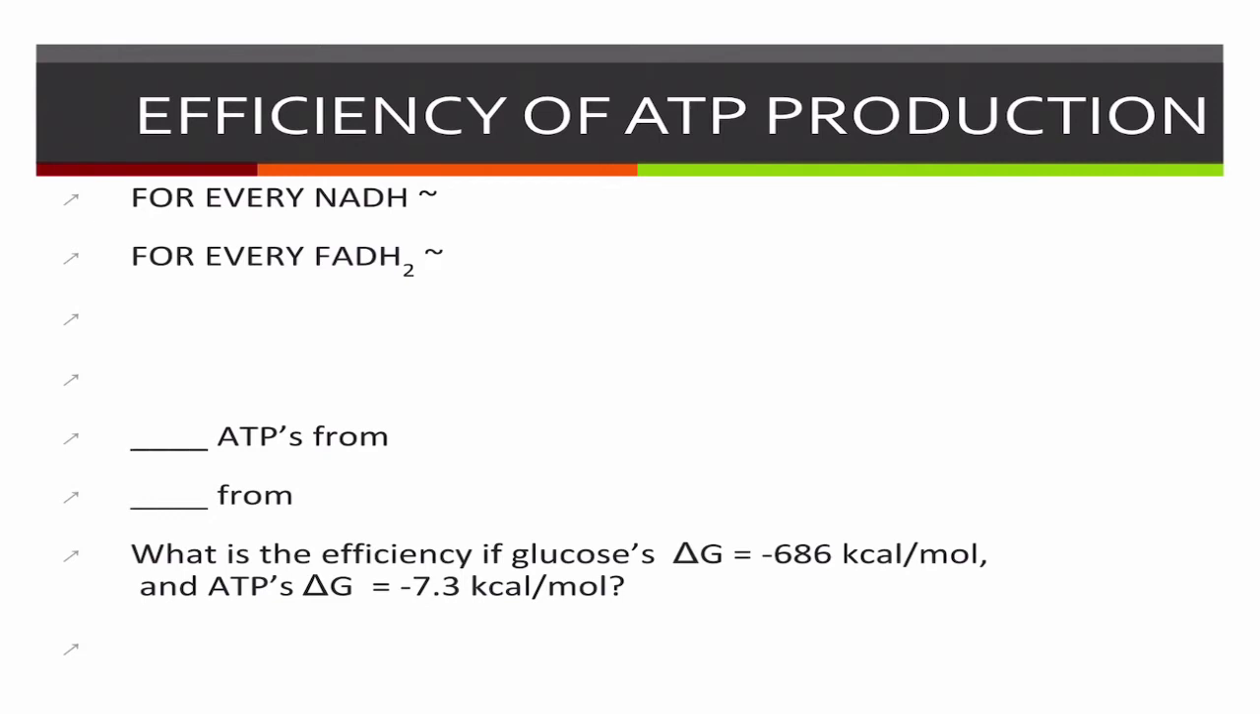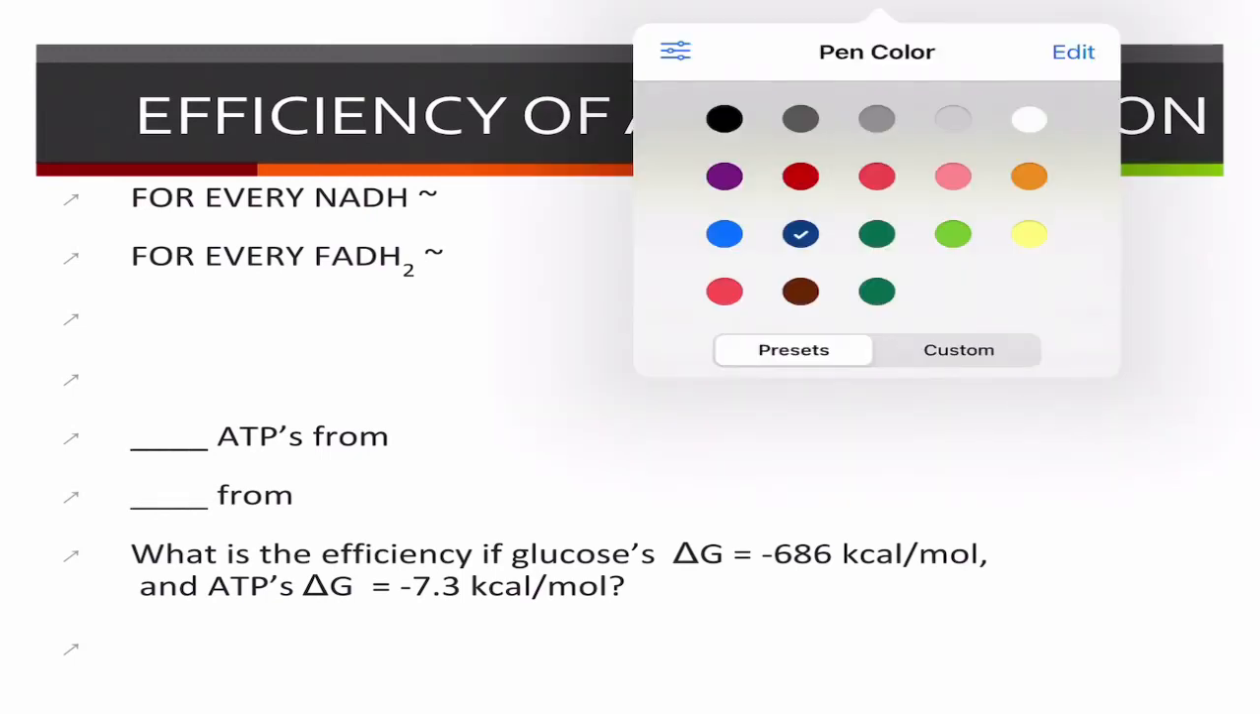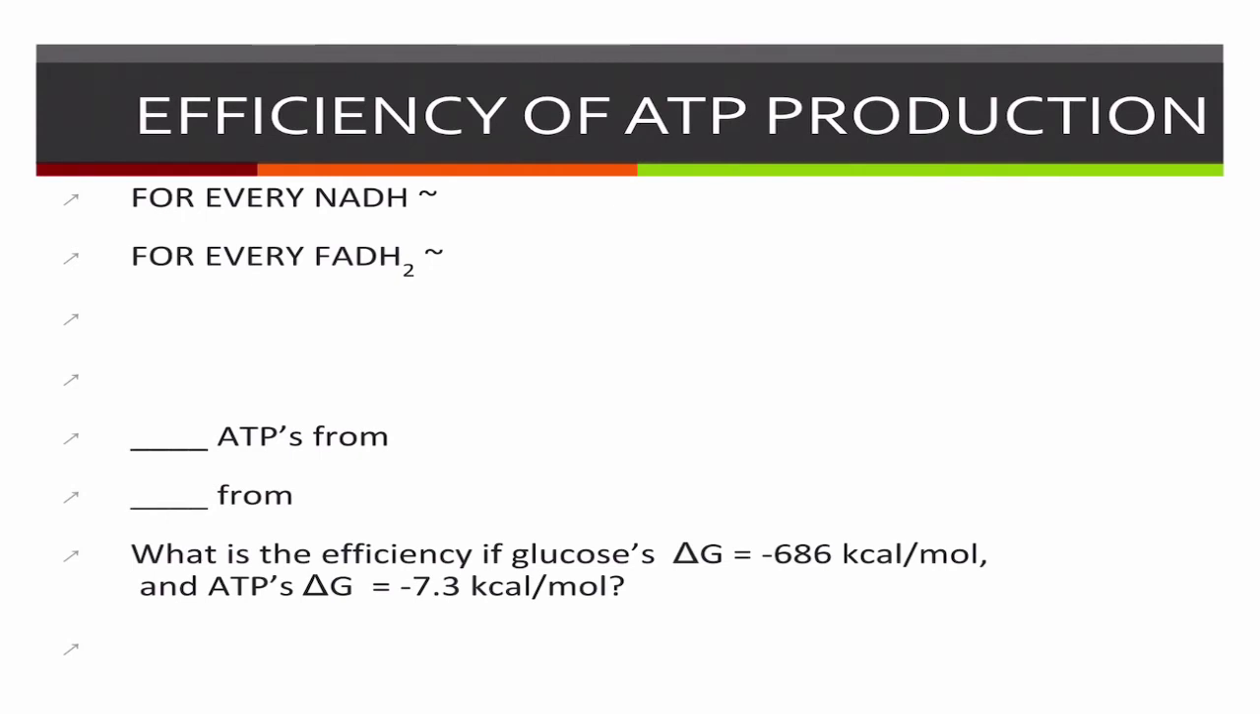But if you look at the efficiency of ATP production here, the book gives you a couple numbers that I'm going to ask you to know. They're saying for every NADH, it makes about 2.5 ATPs. For every FADH, only 1.5 ATPs are made. And that's due to where they actually come in to the electron transport chain. Remember, NADH drops off at that first protein. FADH2 drops off at that second protein. So it can move a little less hydrogens.